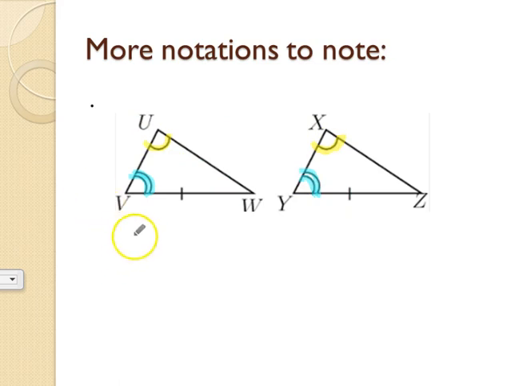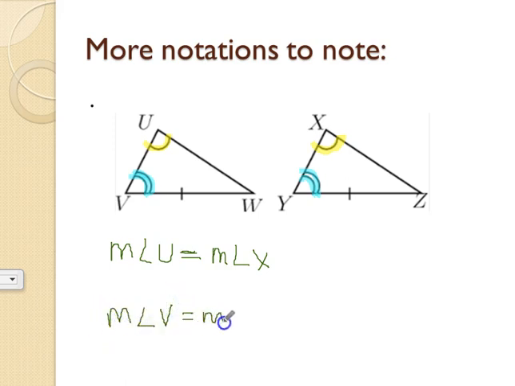So in this case, we know that the measurement of angle U is going to be the same as the measurement of angle X in the other triangle. Same with then the measurement of angle V is going to be equal to the measurement of angle Y in the other triangle. So it's important to know what the notation means as we jump into Unit 2 so that we understand what information is being given to us by those notations, because that's important information.